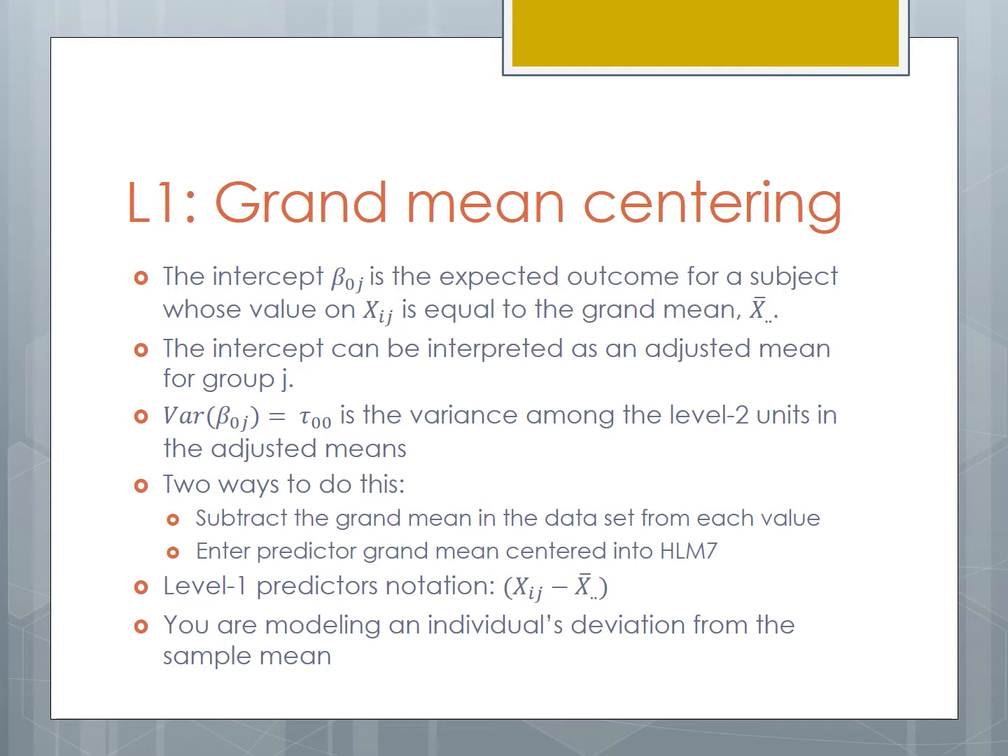But what happens then? So then the intercept is interpreted as an adjusted mean for a specific group. And the variance, tau 0,0, which is your intercept variance, is the variance among the level 2 units in the adjusted means. So what are we getting? We're getting an individual deviation from the sample mean. So let's say on average the group is 50 years old. If you're subtracting this, somebody who's 49 gets a -1, so 1 year younger than the sample mean.